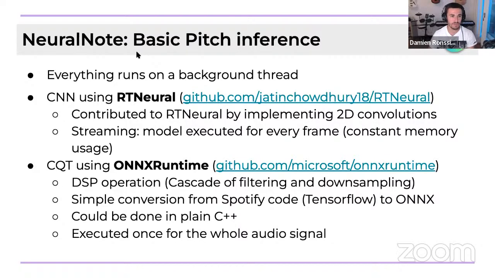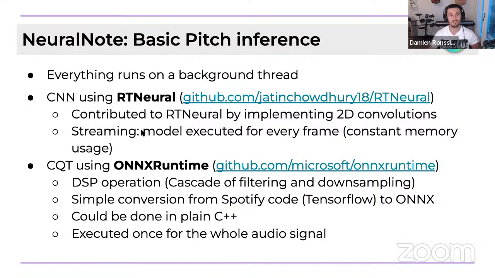Now, how is BasicPitch implemented in NeuralNote? As we're processing everything offline, everything is running on a background thread. For the CNN part, I chose to use RT-Neural, from Jatin, who is also here. I chose this because at the beginning, as I said before, I didn't know there was that much latency in the whole algorithm, and I wanted to have something working in real time. So I decided to go with RT-Neural, and I needed 2D convolutions in RT-Neural in order to run BasicPitch. So I contributed to RT-Neural by implementing this layer. I only did the Eigen backend. Thanks, Jatin, for doing the rest. But it worked in the end.